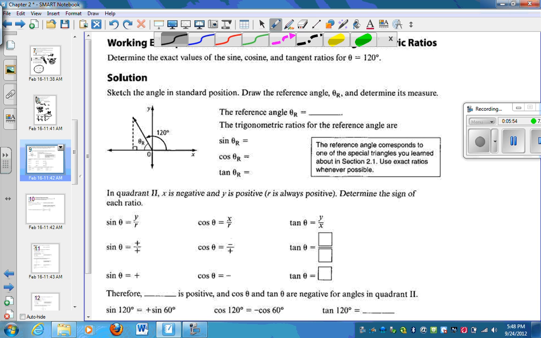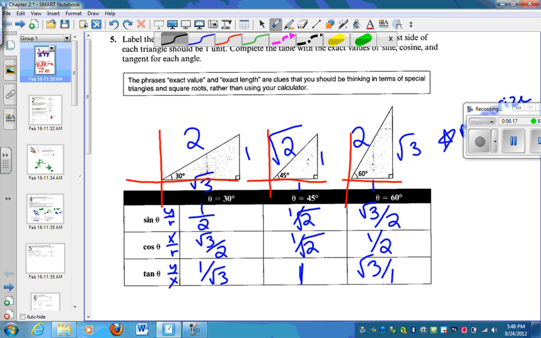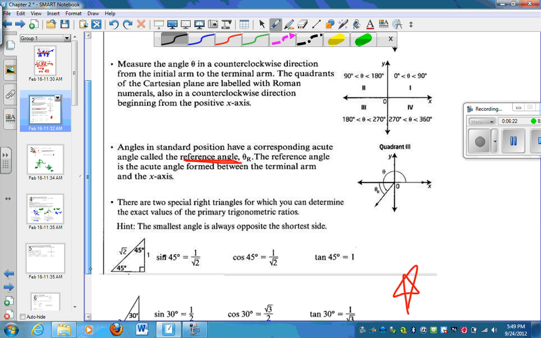Okay, now determine the exact values of sine, cos, and tan for theta is 120. So first it says sketch it in its standard position and draw the reference angle. If this is 120, my reference angle, well, this whole thing is 180, so what's left is 60. Now 60 was something special. 60 was something we learned about up here.